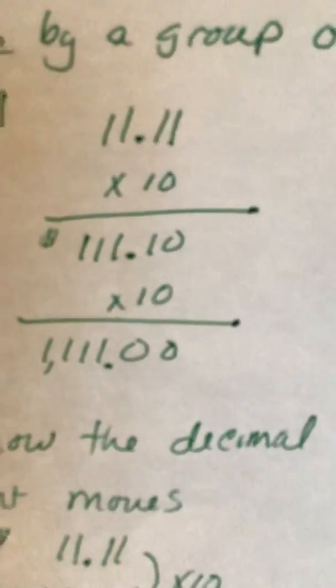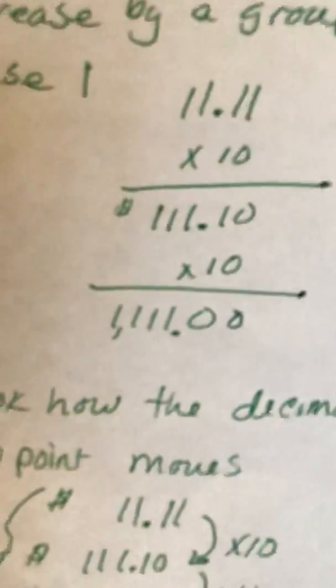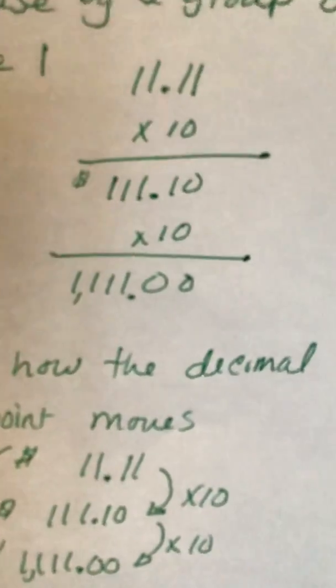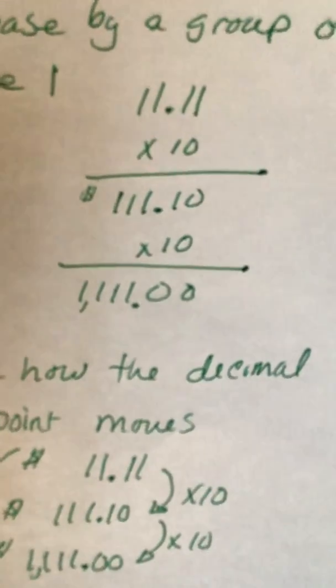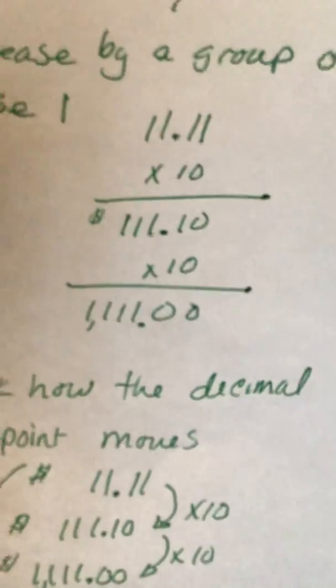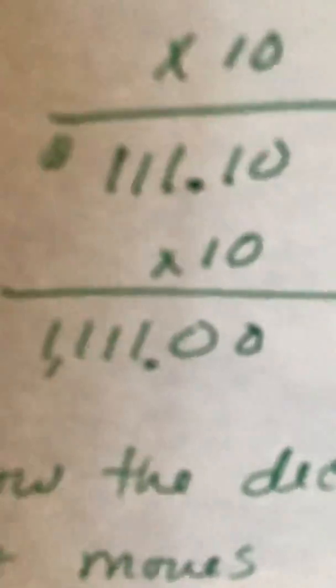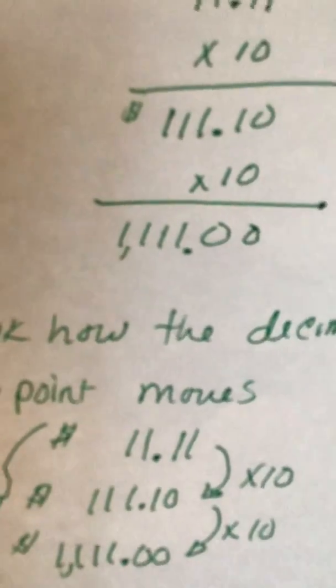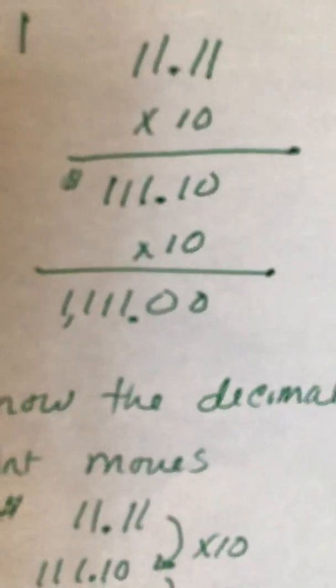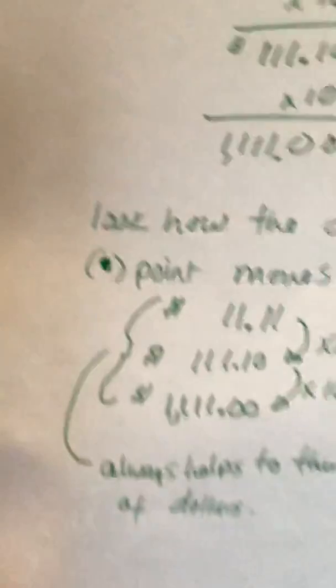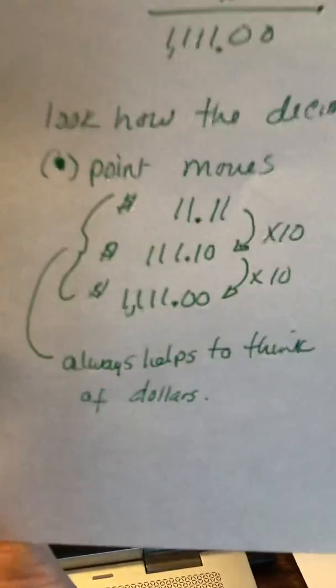For instance, if we're looking at 11.11, then 11.11 times 10 would equal 111.10 because the decimal point moved one spot. If we multiplied that by 10 again, it would be 1,111.0. The decimal point again moved over. So look how the decimal point moves.